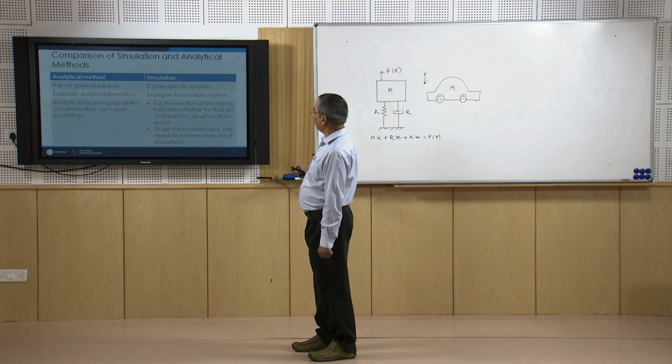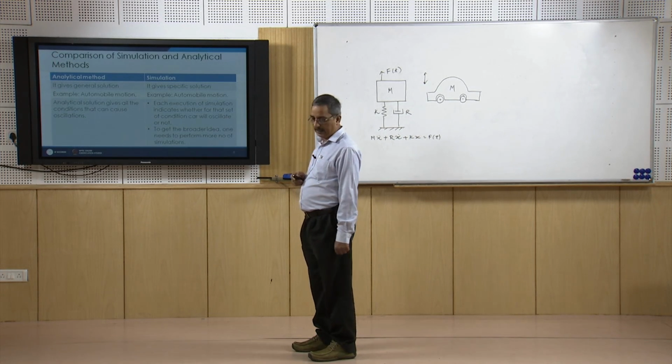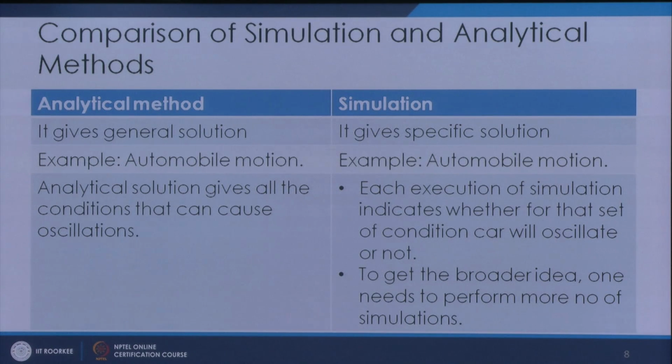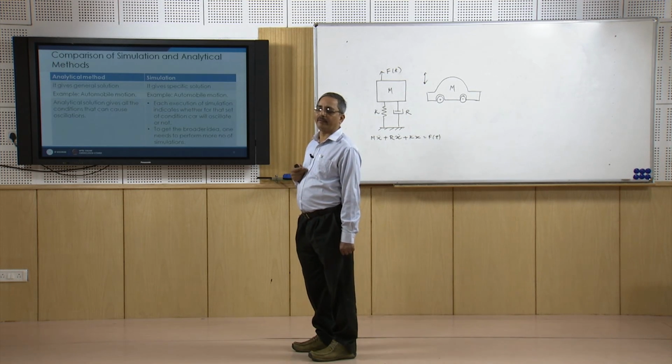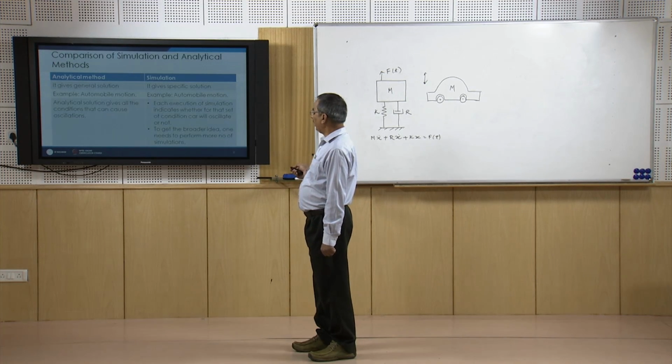Now, if I talk about the same example, solving the automobile motion through simulation, then here you see that each execution of simulation indicates whether, for that set of conditions, the car will oscillate or not. Whatever numerical values you have chosen, and whatever your input variables and input parameters are, for each execution of simulation you come to know whether the car will oscillate or not.